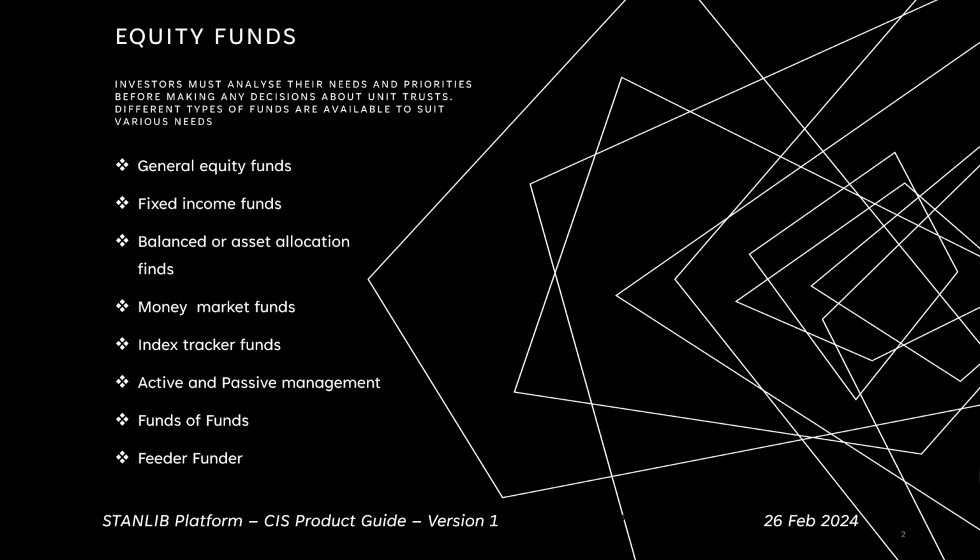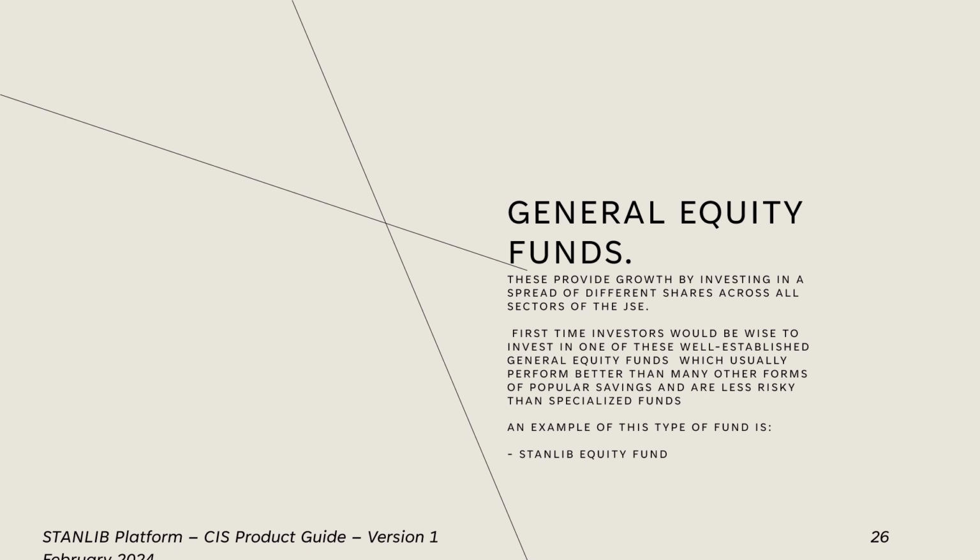There's general equity funds, fixed income funds, balanced or asset allocation funds, money market funds, index tracker funds, active and passive management funds, funds of funds, and feeder funds. Okay, let's get started. General equity funds.